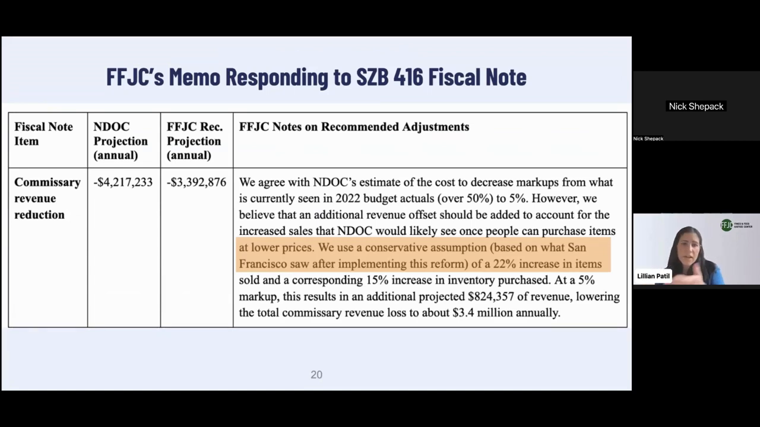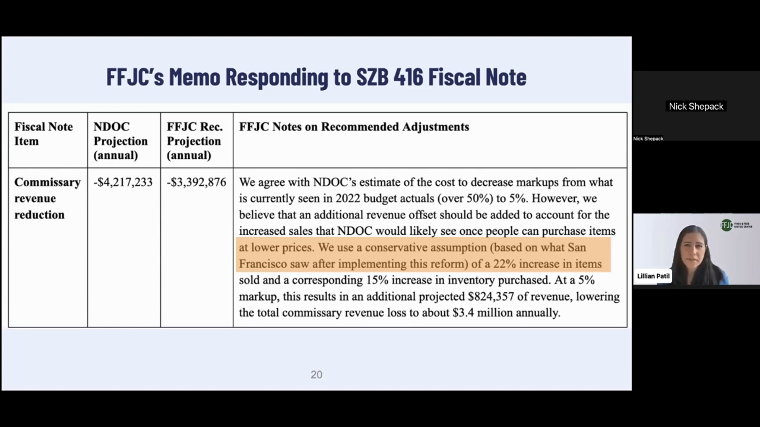And we assume that you'll have to buy some more inventory. And if we still take that conservative assumption, we're still going to see almost $1 million, $824,000, of projected additional revenue, which lowers the ultimate revenue hit that NDOC would see because of those higher sales totals. And so we recommended an adjusted number that was significantly lower than what they had in the first place.